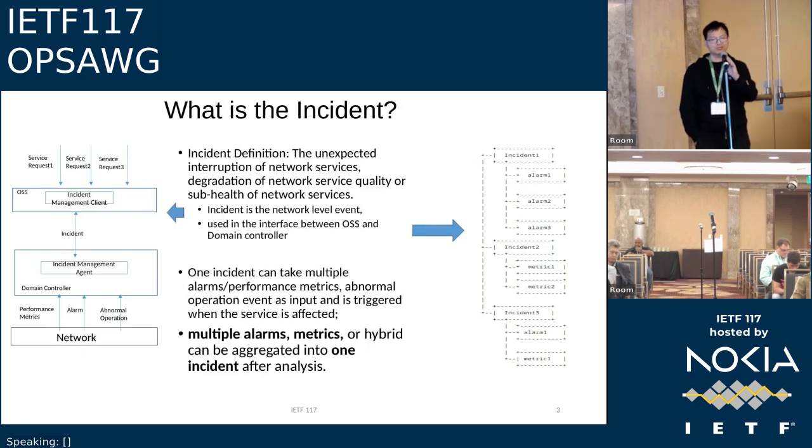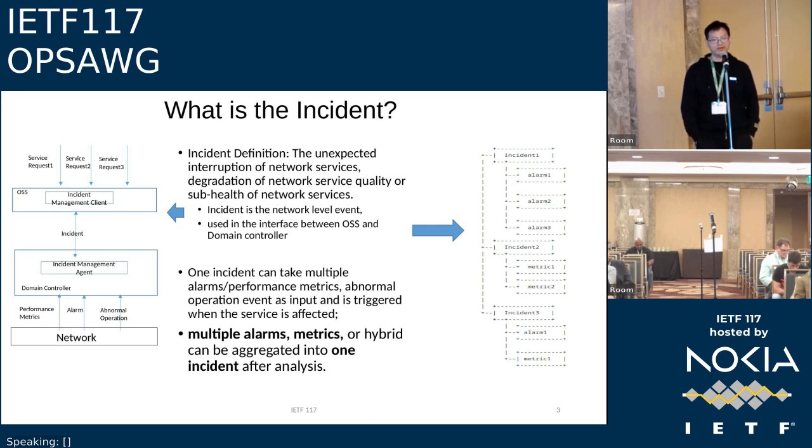So what is an incident? This is our understanding. In troubleshooting, you have an alarm or a KPI that may not be seen as an incident. But if this alarm or KPI really affects service and causes a service interruption or degradation, we see this as triggering some events, and we will generate an incident. So you can see the relationship between the incident and the metric and the alarm. We can aggregate all these alarms or performance metrics into the incident.